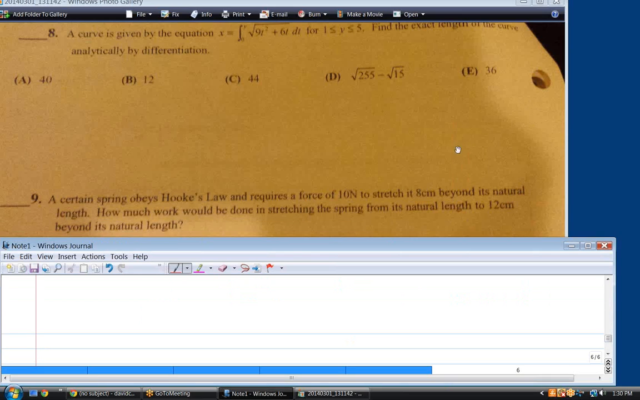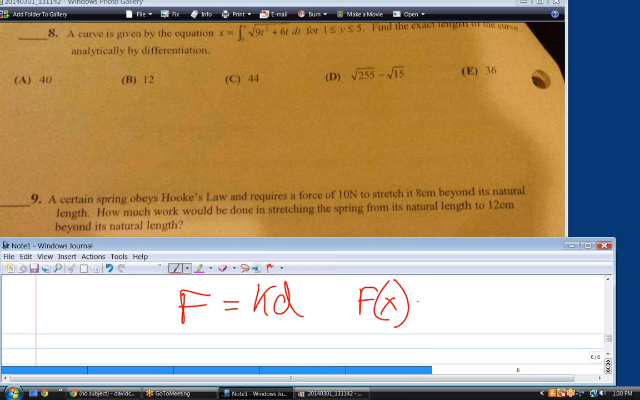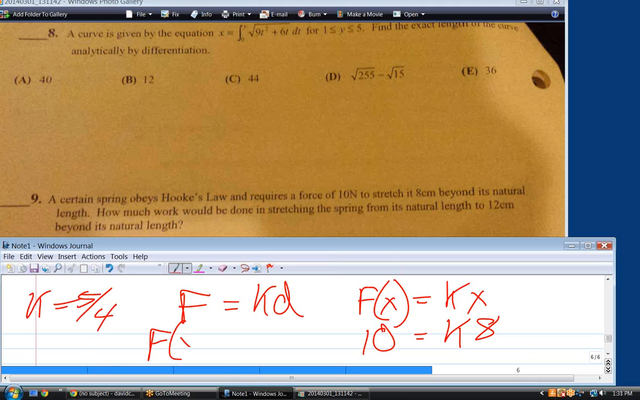So in your problem, we have F equals kx, or if we want the function, F of x equals kx. We know that F of x is 10 to stretch it a distance of 8. So k equals 5/4, and our F of x function equals 5/4 x.